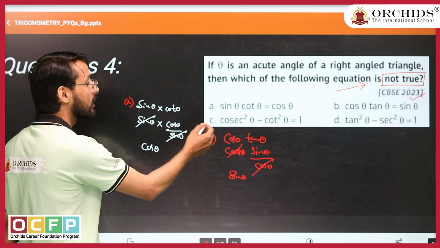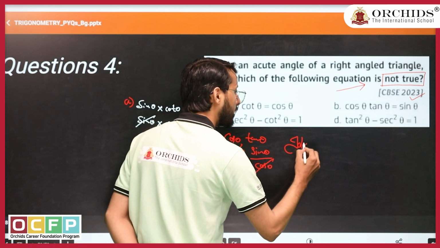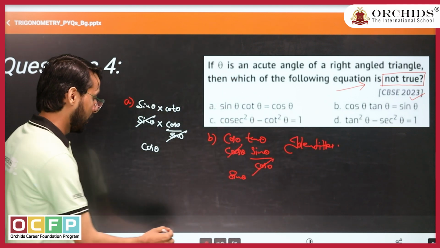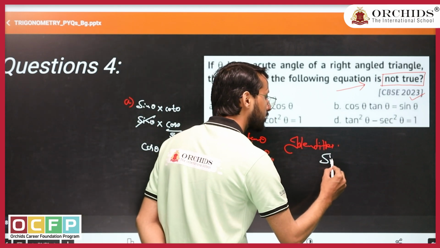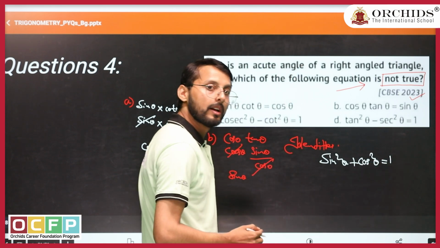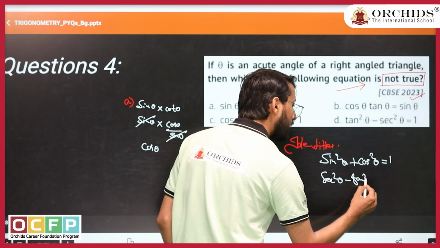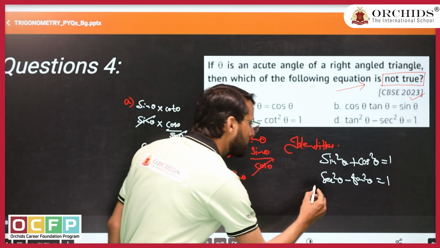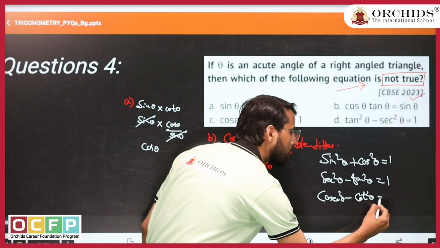So directly jumping to the third and fourth, let's see if you remember the identities. How many of you are remembering the identities, guys? Yeah, correct. There are 3 identities we know. The first identity is sin square theta plus cos square theta equals 1. The second identity is secant square theta minus tan square theta equals 1. And the third and last identity is cosecant square theta minus cot square theta equals 1.